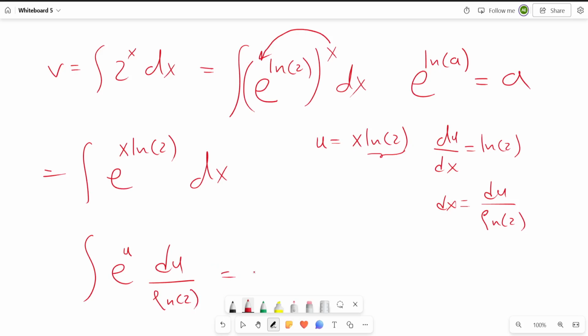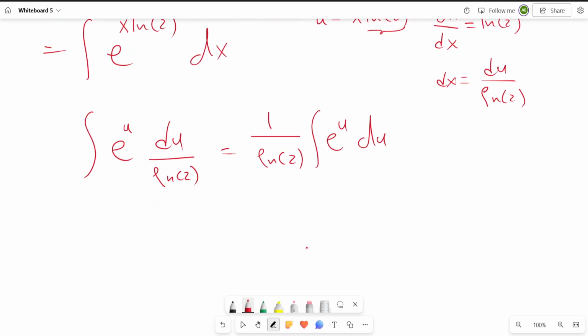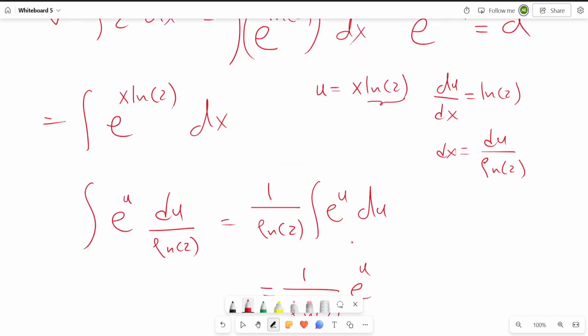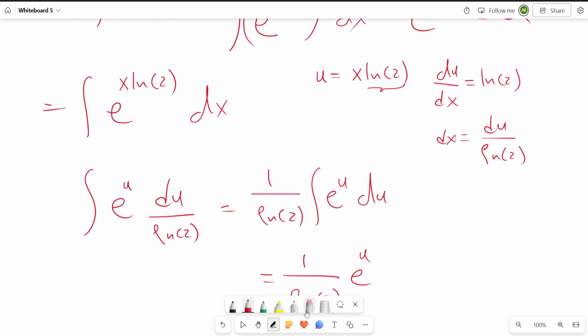So this is nothing but 1 over ln of 2 integration of e^u du, and we all know that the integration of e to the power of u du is nothing but e to the power of u. This is going to equal 1 over ln 2 e to the power of u, and now I can substitute back my u with the original x ln of 2. So I'm gonna erase this u, I'm gonna put in x ln of 2.